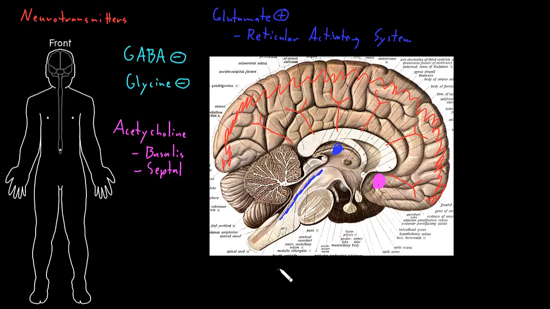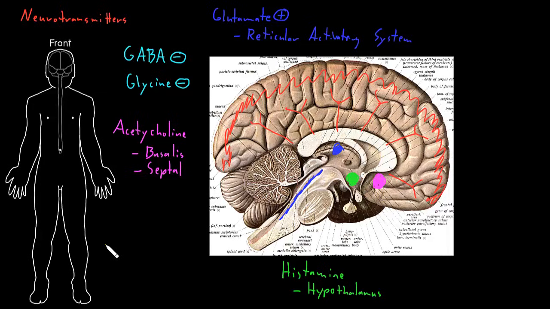The next one I want to mention is histamine. And there are a number of neurons in the hypothalamus that send projections to release histamine all over the cerebral cortex. So the hypothalamus is here. And these neurons send these diffuse projections up to the cerebral cortex to release histamine.